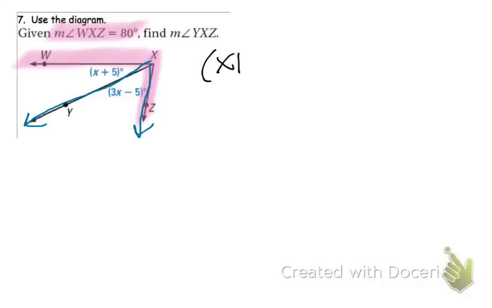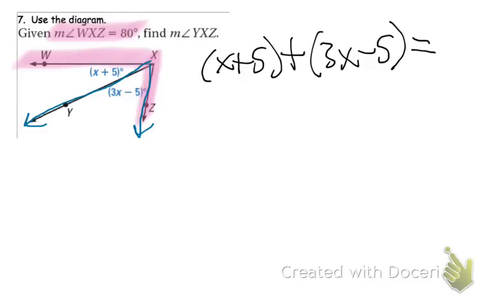But if I add them together, I will get, whoops, I just said I wasn't going to put an equal sign. I did, erase that. If I add them together, then I get 3x minus 5. And that should all add up to 80, because the whole angle is 80. It said in the instructions up there.